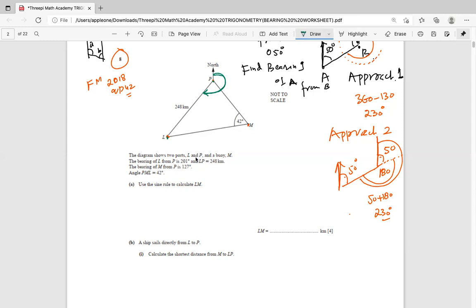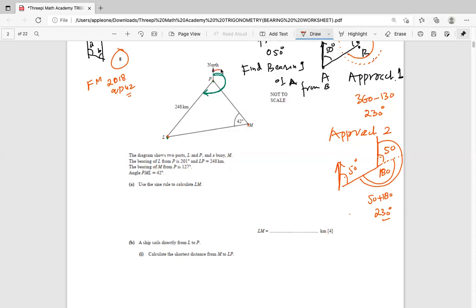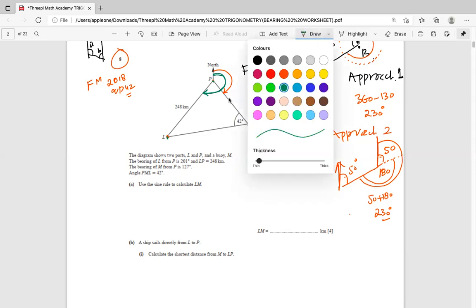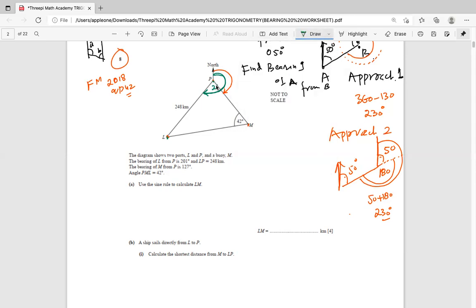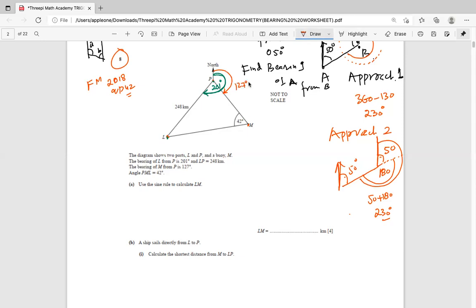The bearing of M from P now. The bearing of M from P is, see here, this one, which is 127 degrees. So this green one is 201 degrees, and the red color, this bearing is 127 degrees. They say use sine rule to calculate LM. Yeah, this LM distance is required.